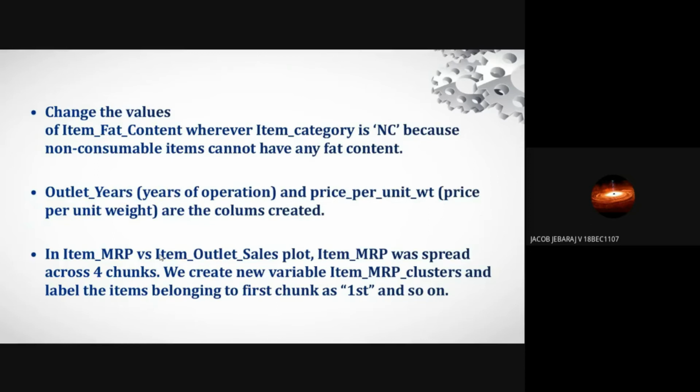Below 69 is considered the first category. Above 69 and below 136 rupees is considered the second. Greater than 136 and lesser than 203 is considered the third, and above 203 is considered the fourth. These are the new features we have added to the data set. You can see perishable and non-perishable, item category (food, drink and non-consumable), outlet years of operation, and price per unit weight.